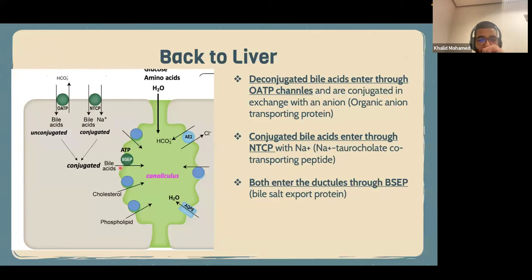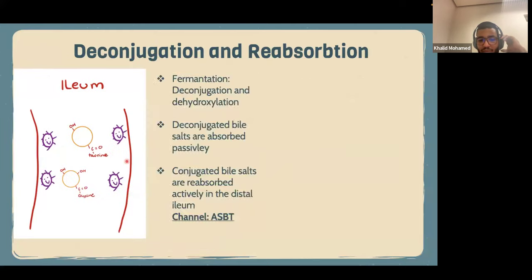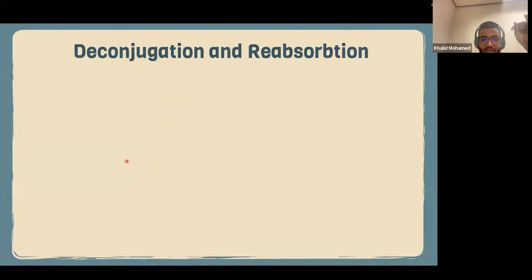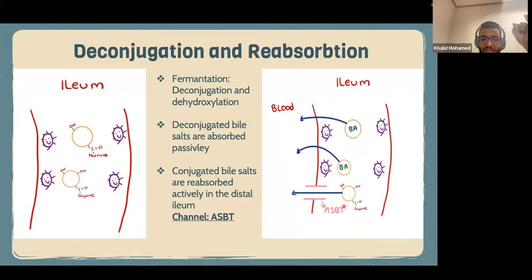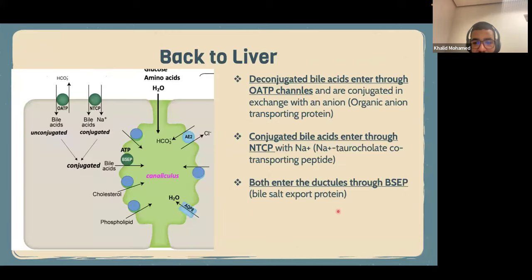It's also important to know which channels use ATP and which don't, because I can see it being asked in the exam. So the only channels that need ATP or active transport are BSEP, bile salt export protein, and this one over here, ASBT. This one also needs ATP. Then everything we spoke about will happen again. We go to the ileum, it will come back, and then it should happen.